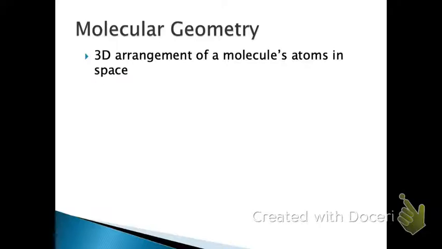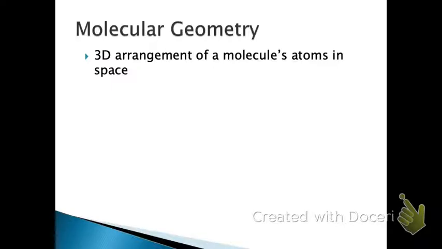Molecular geometry is the 3D arrangement of a molecule's atoms in space. How are molecules arranged in space? It means atoms within a particular molecule, right? We're not talking about how two molecules arrange themselves. We're talking about how atoms within a molecule arrange themselves.